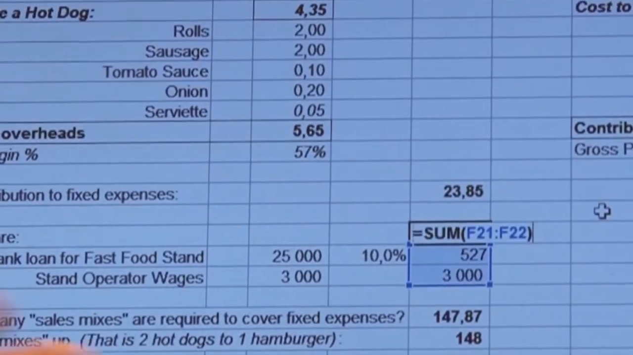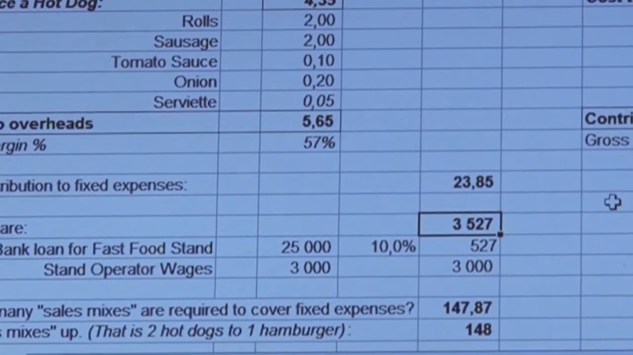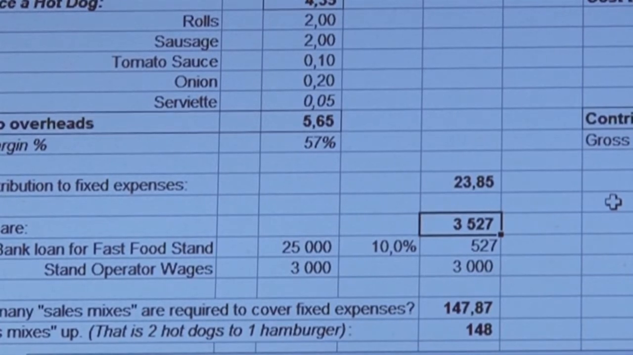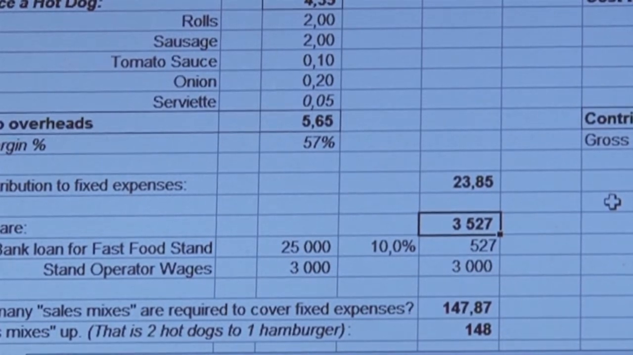Now let's assume also that you've got a stand operator, someone that works for you, and his wages are 3,000 Rand per month. So your fixed expenses therefore are a total of 3,527 Rand, or the total of those two figures together. That's what you've got to pay back monthly without any argument. They're fixed expenses in your life: the stand operator and repaying the loan back.